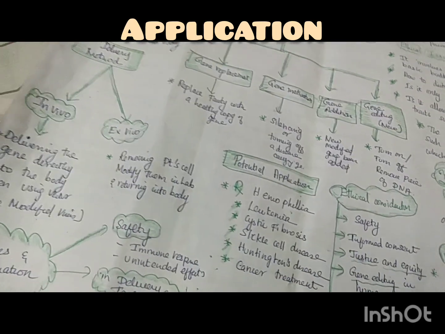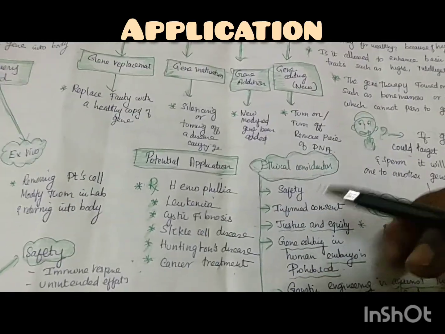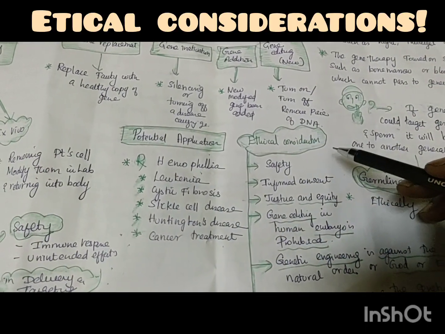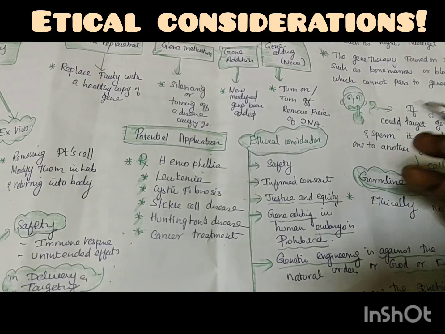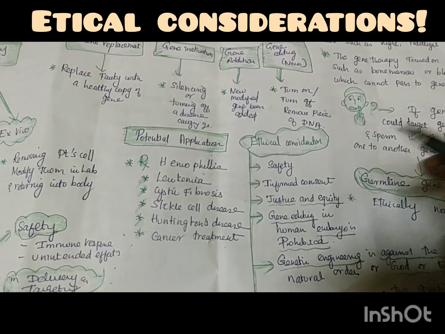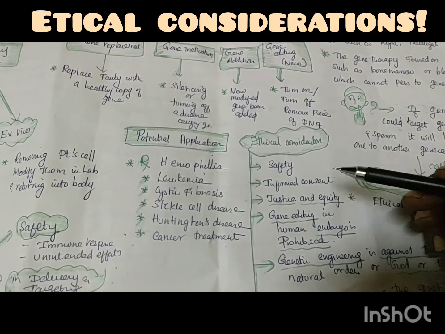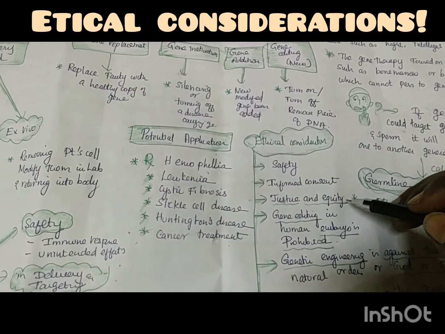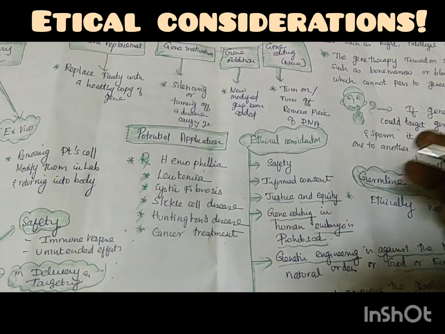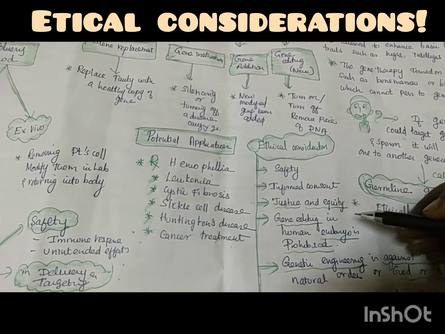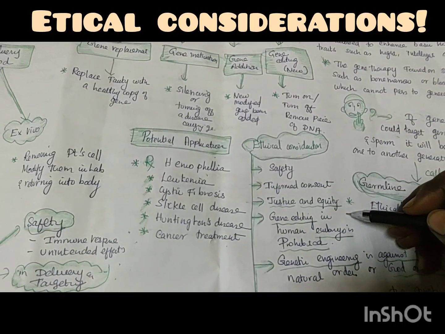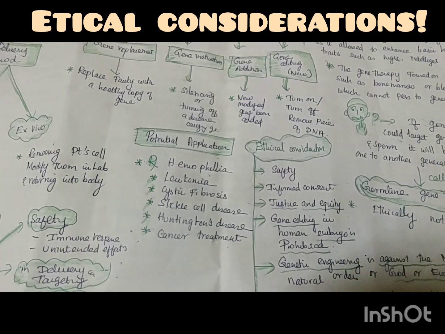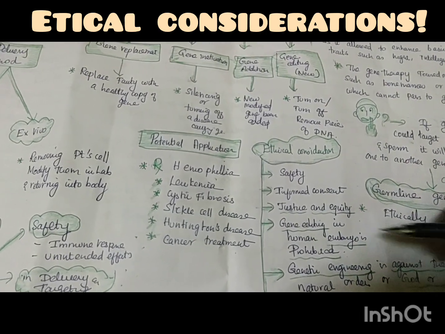What is the ethical consideration while you are doing this? Ethics is very important. Afterwards, the Nuremberg code is strictly followed. In ethics, you have to explain to the patient about safety and informed consent. We are doing this, what the risk is and what the benefits are, you have to explain. Justice and equity, you have to do some justice to them. And gene editing in a human embryo is prohibited, you have to tell them that it is prohibited.